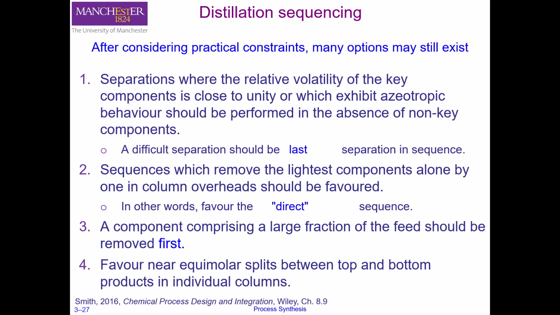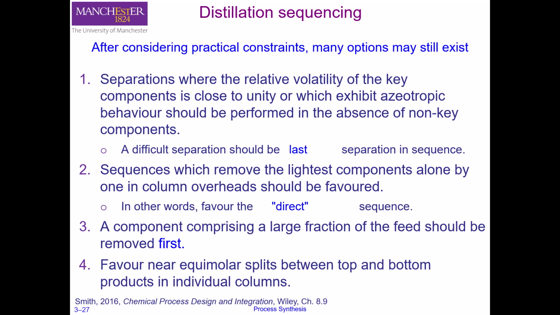So let's have a look at these heuristics. There are four heuristics which were gathered from industrial experience. Let's start with heuristic number one, which suggests that separations where the relative volatility of the key component is close to 1, or where you have an azeotropic behavior, should be performed in the absence of non-key components. So what it means is that the most difficult separation should be the last in the sequence.